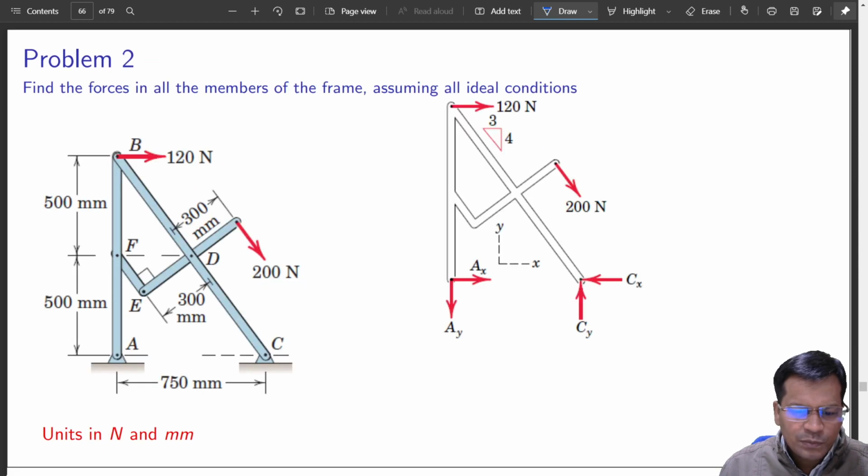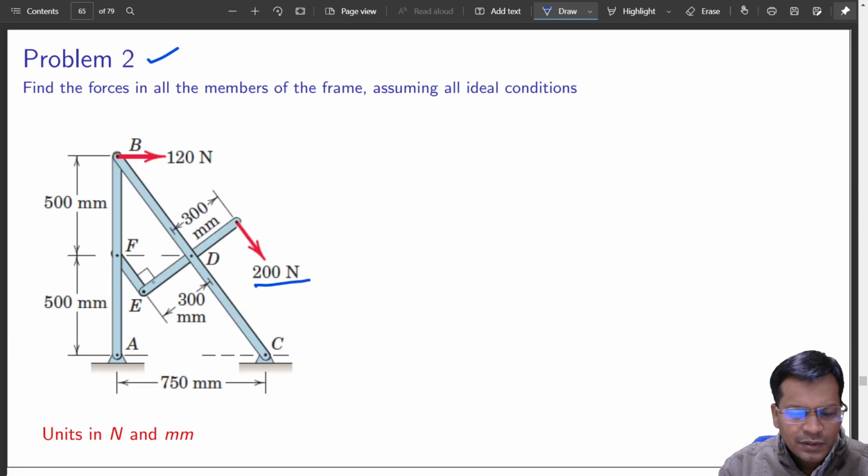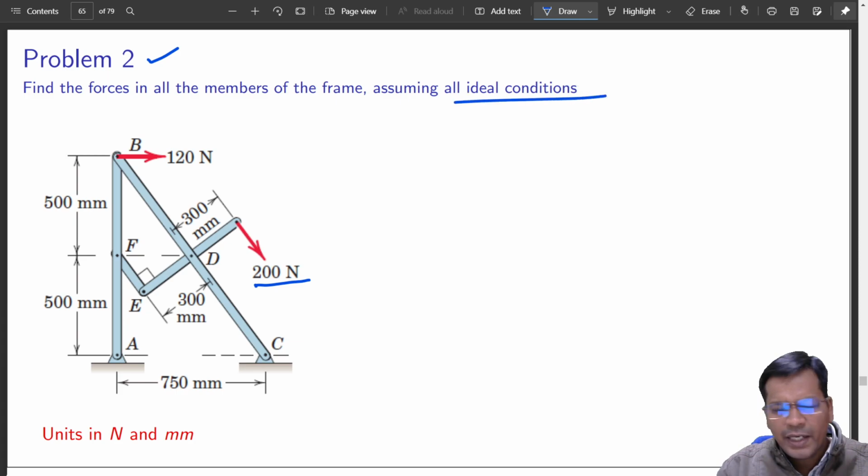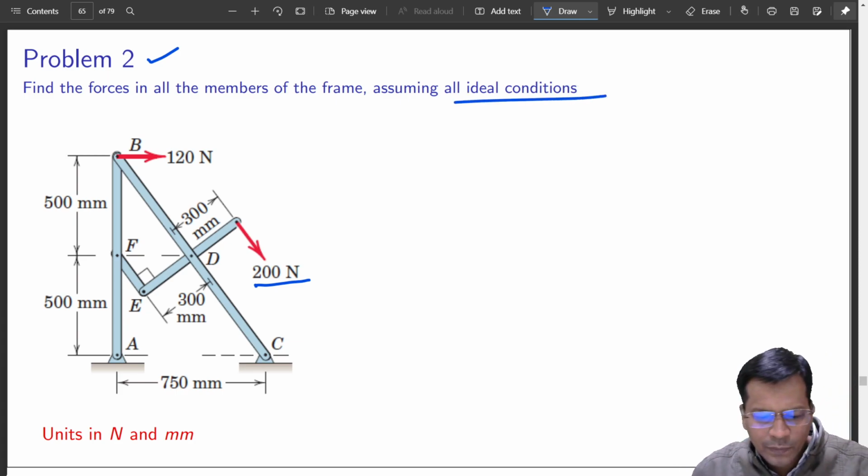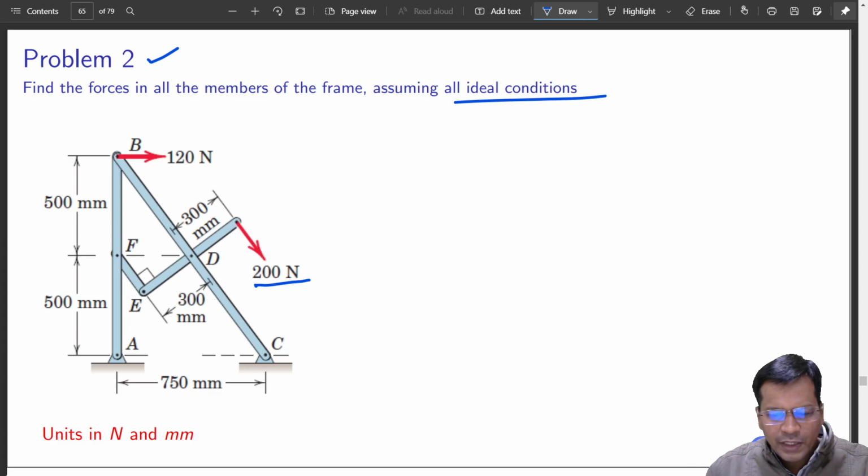Because I have assumed, we are seeing that this is something like this. Maybe it is welded over here, we'll see. Okay, so we have to find the forces in all the members of the frame, assuming all ideal conditions. Ideal means it is massless, whatever. Okay, units are in Newton and millimeter.